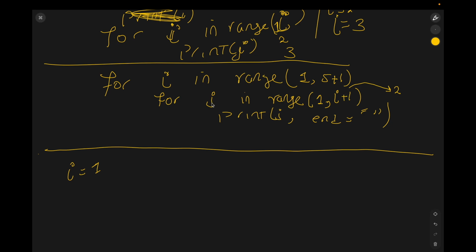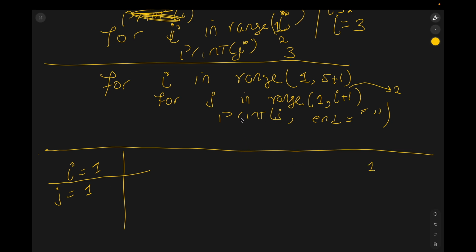Getting this point? And here what will be the j value at that time? When i is 1, what will be the j value? Initially the j value will be 1. Correct? What do you check? Stopping condition: is 1 less than 2? Yes, 1 is less than 2. What are you saying? Print j. What is the j value? 1 here. So you will be printing 1.